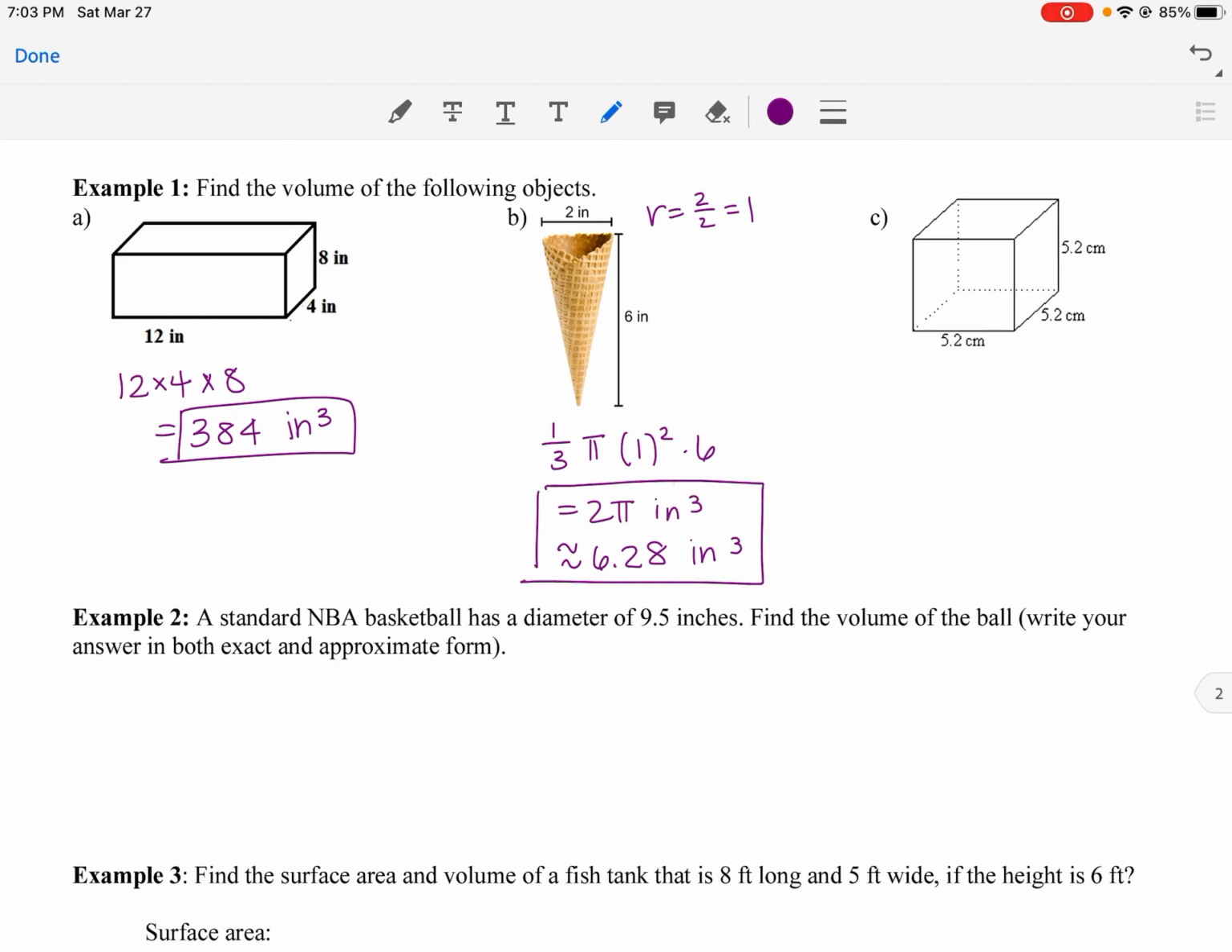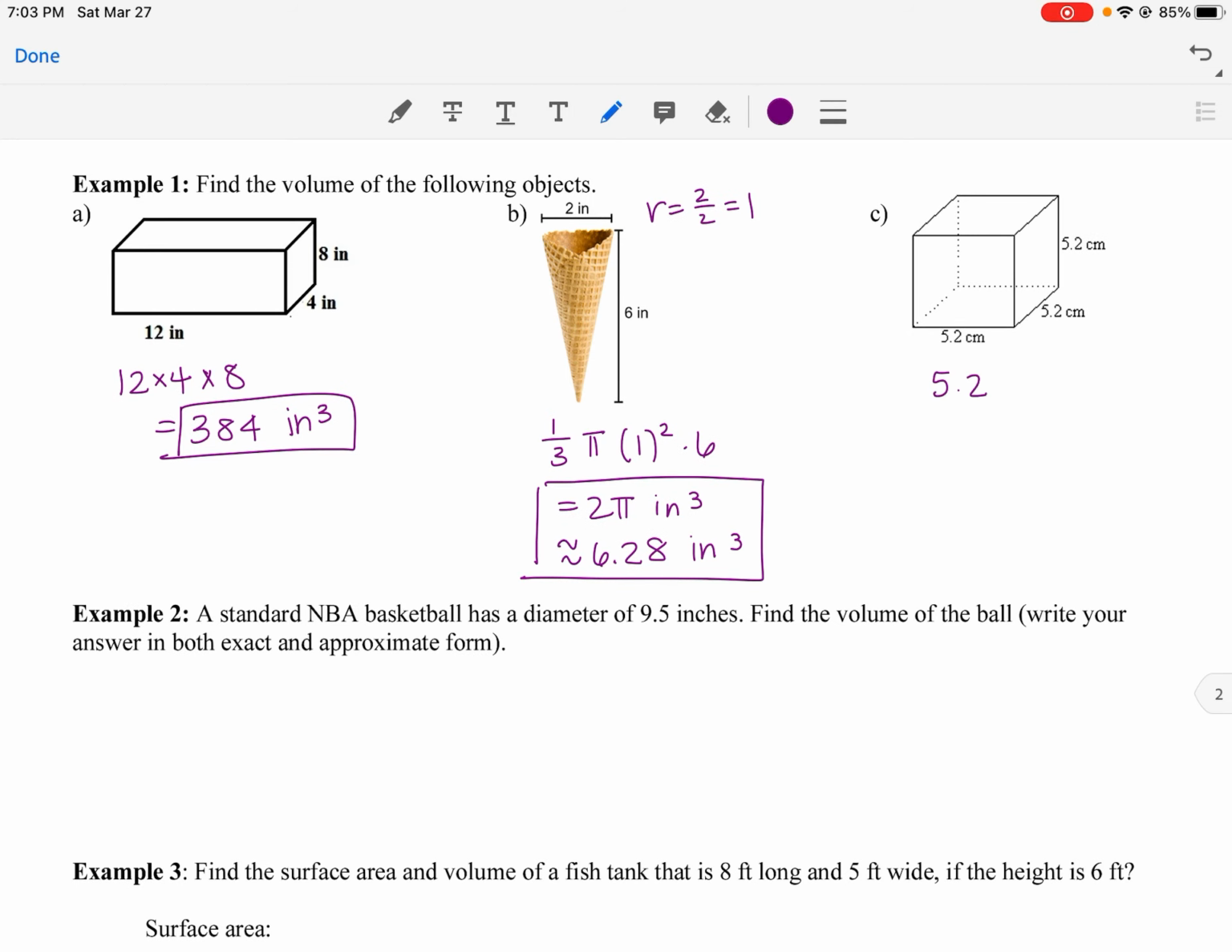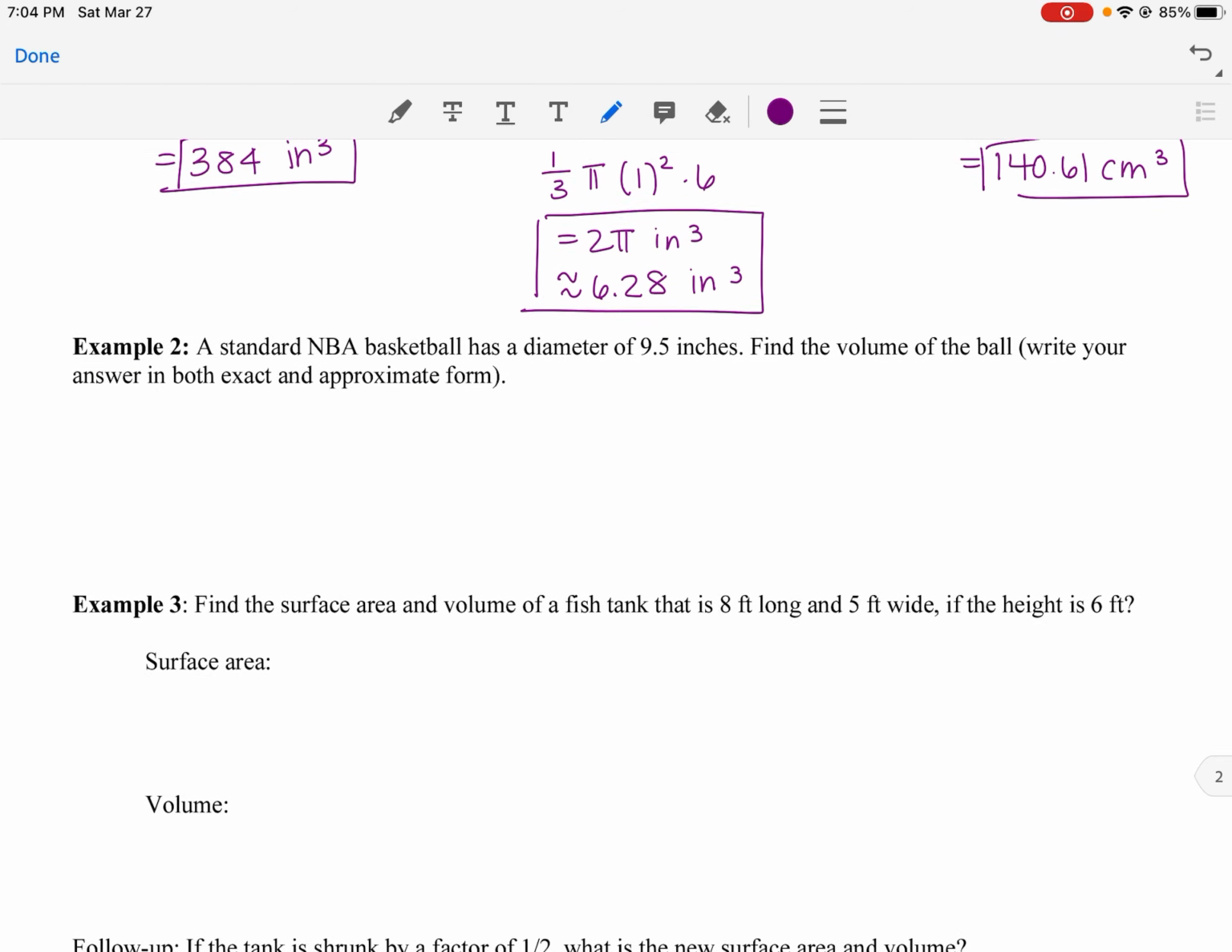Okay, last but not least here, I didn't show you this before, but this is just a cube. So you can think about it, we're doing 5.2 times 5.2, that's the area of the base, times the height, which is 5.2. Our little shortcut there is 5.2 cubed. So we end up with, let's make sure that decimal is clear, 140.61 centimeters cubed. Okay, let's go to the next one.